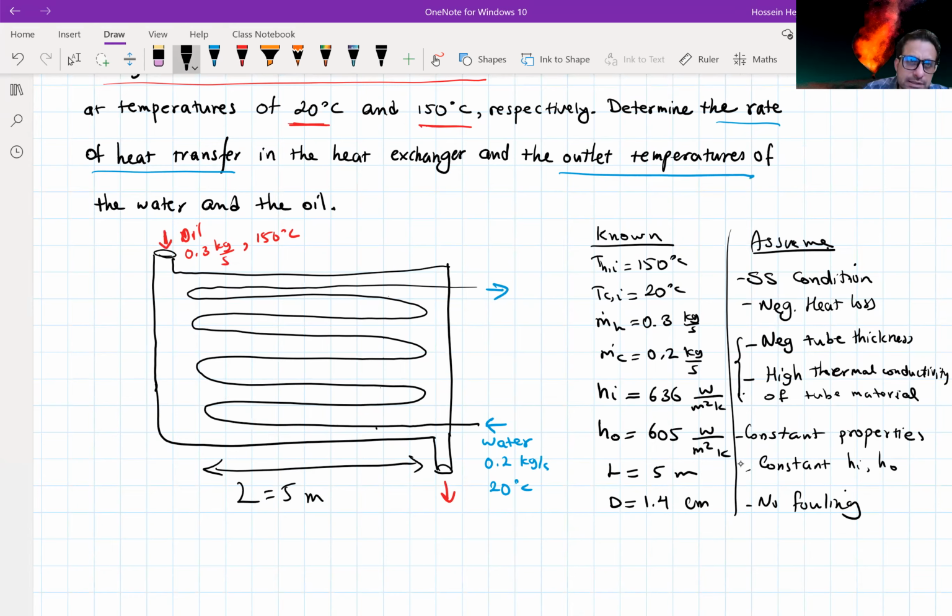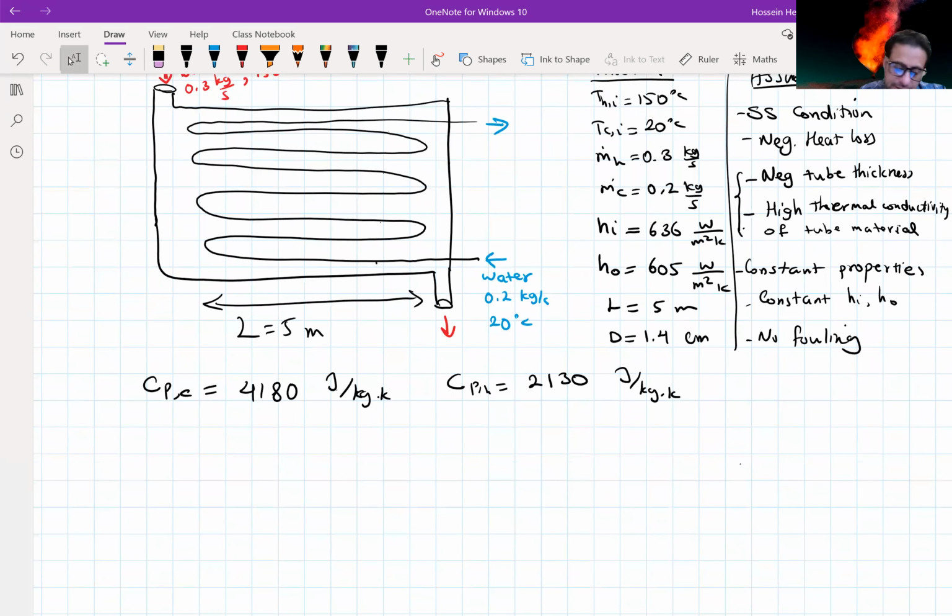And what we need here is the CPC for the cold, which is 1480 joule per kilogram Kelvin, and CPH is 2130 joule per kilogram Kelvin. Okay, so these are the parameters that we have.